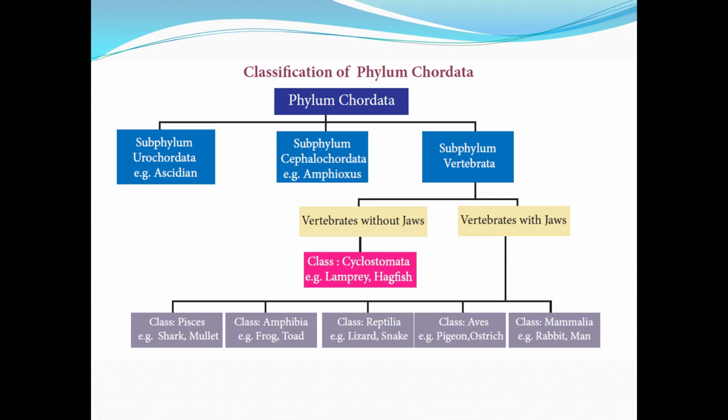And this is the outline classification of phylum Chordata. Phylum Chordata that possess the notochord, nerve cord and pharyngeal gill slits can be classified into subphylum Urochordata, subphylum Cephalochordata and subphylum Vertebrata. Subphylum Vertebrata can be again classified into vertebrates without jaws and vertebrates with jaws. Vertebrates without jaws have only one class, that is class Cyclostoma. Vertebrates with jaws are classified into 5 classes, namely class Pisces, class Amphibia, class Reptilia, class Aves and class Mammalia.